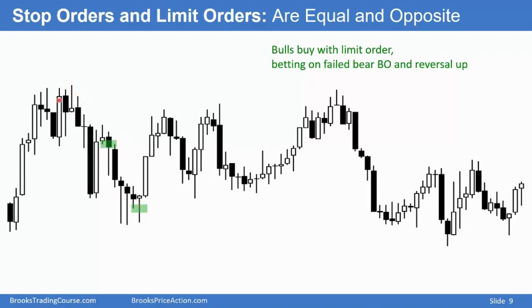Here you have a wedge, 3 pushes down, 1, 2, and 3. And you have dojis, tails on the bottom. Traders are buying lows. Some bulls will buy at the low of that bar, betting that it's a bad bear flag. It's a bear trend, but it's also probably a trading range at or around the bottom of the bull trend. And we keep getting reversals, bear bar, bull bar, sell off, rally, sell off, probably rally. Therefore, bulls will buy at the low of that bar, betting that the bear breakout will fail and that we'll get a reversal up.